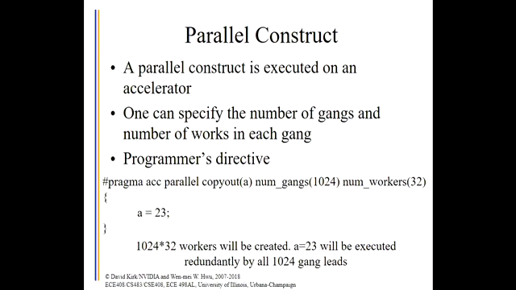The redundant execution is usually executed by one thread. This is equivalent to launching a kernel with thread blocks, where each thread block has 32 threads. If you have A equal to 23, chances are thread zero of each thread block will execute A equal to 23. So this is the semantic here.